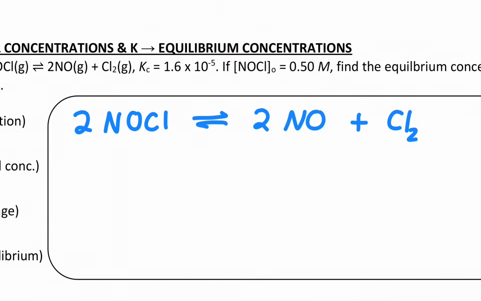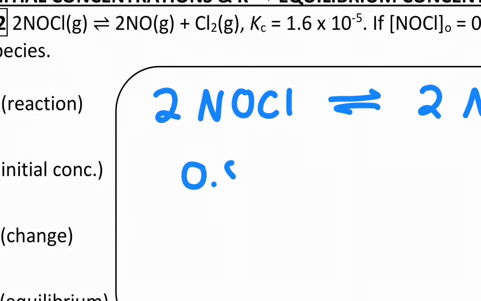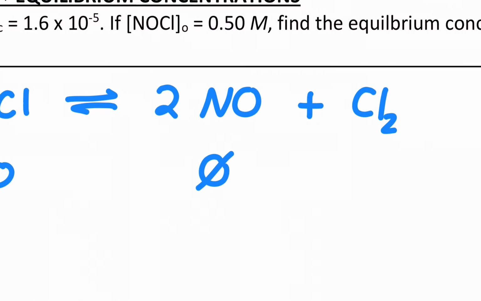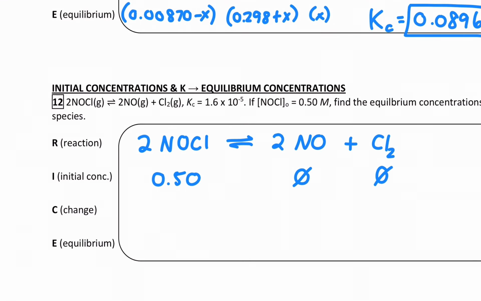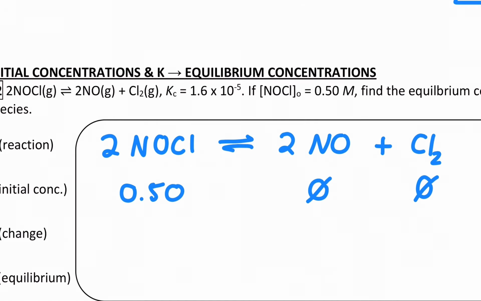And I'll scan the problem. All they tell me is that the molarity is 0.5. So I'll say 0.5 for the NOCl, and I'll infer that that implies 0 for the two products. Now, notice in the first example, I was using moles, and in this example, I'm using molarity. Is it okay to use both? Well, the answer to that for now is yes, as long as everything is in the same volume.